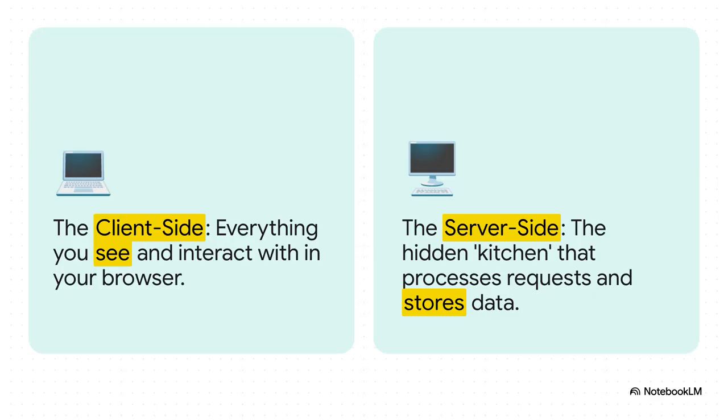So on one side, you have what's called the client side. That's the dining room. It's your web browser. It's the menu in your hands. Basically, it's everything you can actually see and click on. But then, on the other side, you've got the server side. That's the kitchen. It's this powerful hidden computer that stores the website, takes your order, prepares it, and sends the finished meal, the web page, right back to your table.